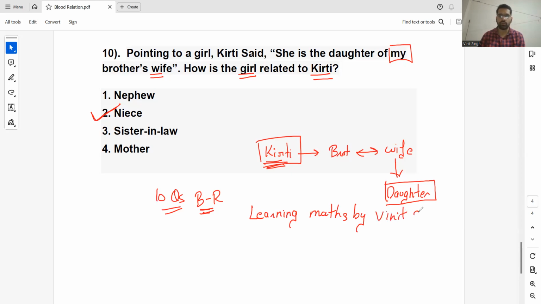Now you will solve all the questions of blood relation. In the next video, I will prepare more questions of blood relation. Clear? These are very simple questions of blood relation. You will try all the questions, then you can easily get your answer. First of all, you have to prepare the diagram. Clear? When you prepare the diagram, you can easily solve all the questions of blood relation.